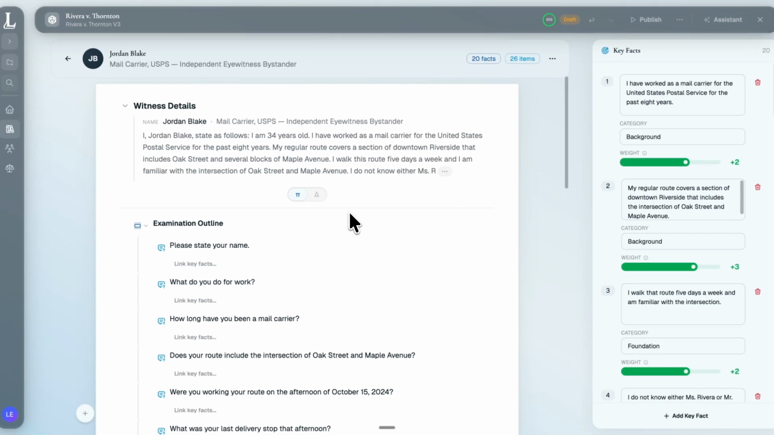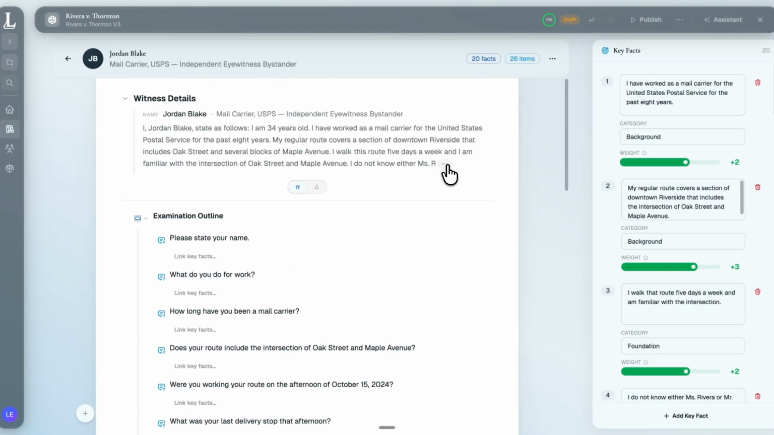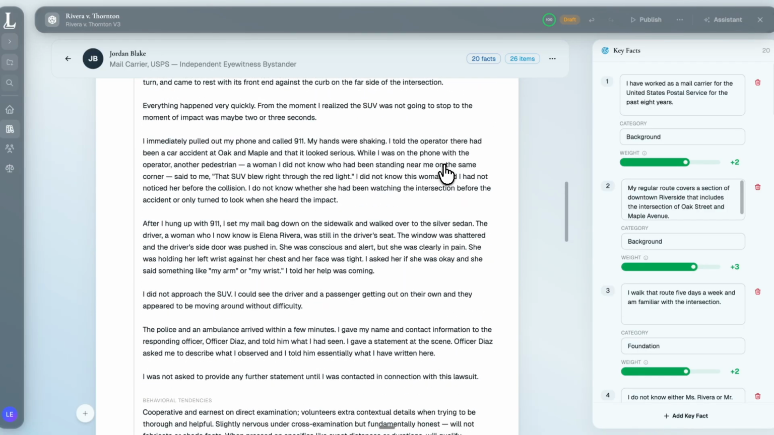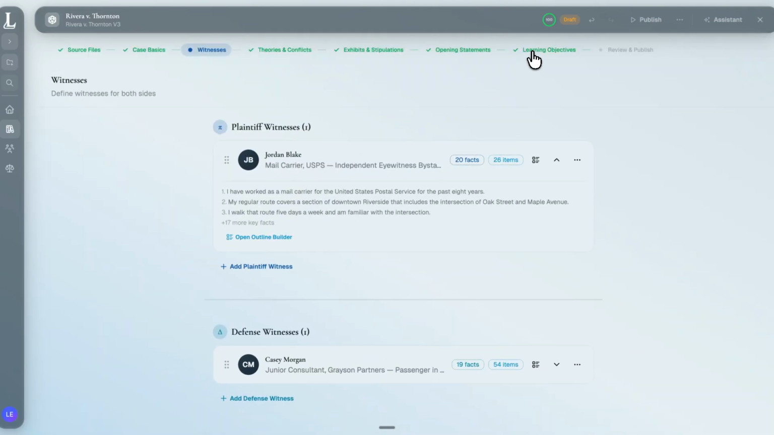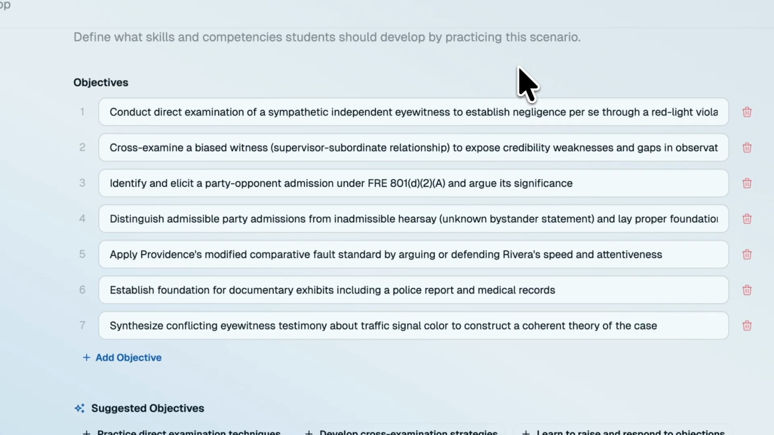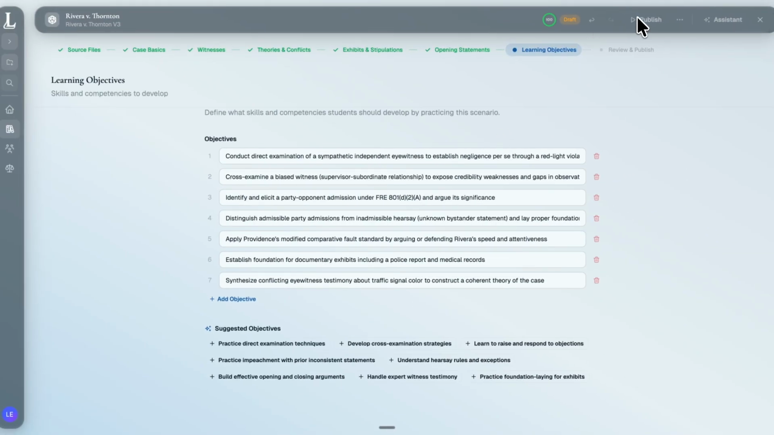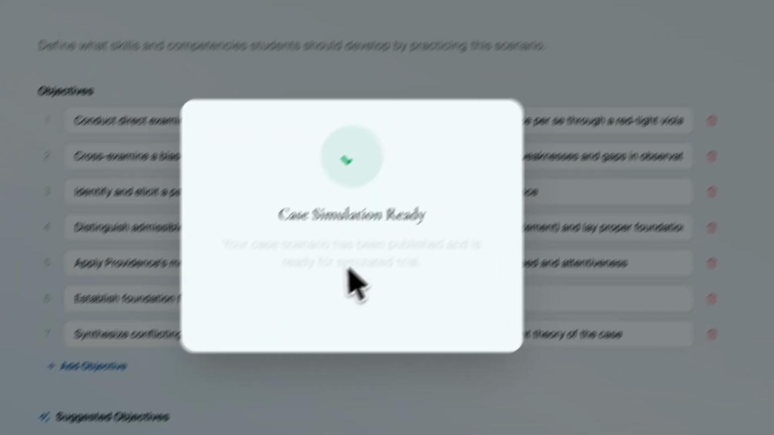Users can also upload their own examination outlines to work from during simulation and to refine over multiple sessions. Litigation Labs is designed with instructors in mind. From the library, scenarios can be assigned to students for practice. No coordinating schedules, recruiting volunteers, or booking courtrooms. And students can practice as many times as they want.